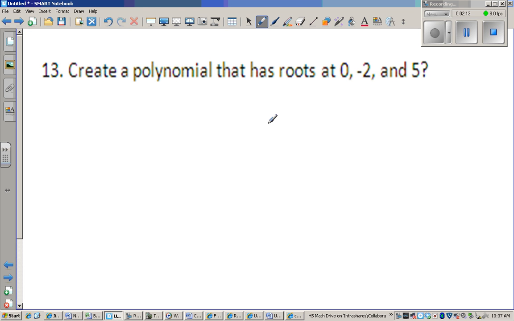Okay, question number 13. Create a polynomial that has these roots. Okay, so what we do, we just write out, they've got 3 roots. So what I'm going to do is I'm just going to write factors that have these x values as intercepts. So that means x minus 0, x plus 2, and x minus 5. I chose the opposite of each one of those.